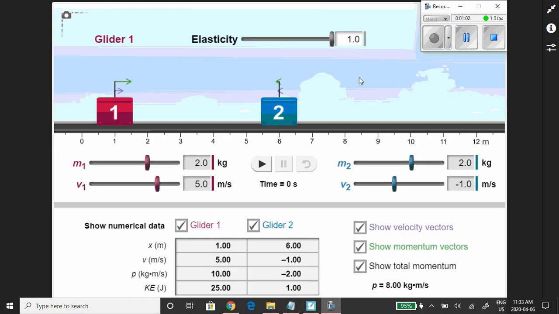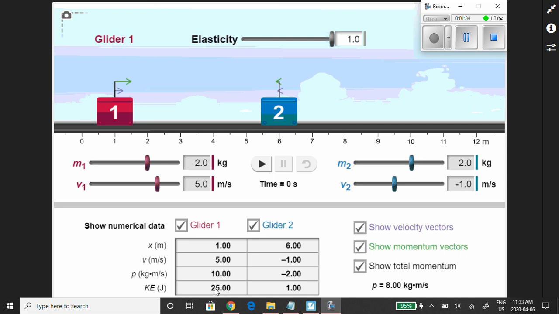And I want to use this simulation to show you an elastic collision. I know it's an elastic collision because the elasticity, look at this word here, elasticity is 1, the maximum amount. So let's take a look at the red object, number one, the red glider. It's got a mass of 2 kilograms, a velocity of positive 5 meters per second, and with that, we could calculate its momentum, 10 kilogram meters per second, and its kinetic energy, 25 joules.